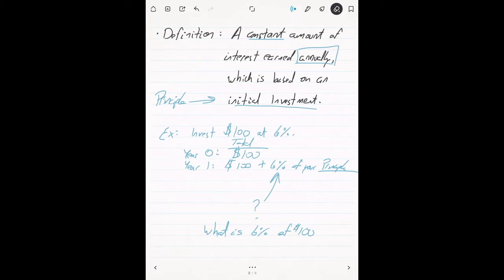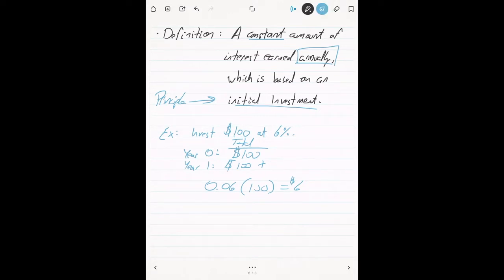Well, hopefully you're saying to yourself that if we need to figure out what the percentage is, this is just a multiplication problem. Let's take 6%, which is a decimal, and multiply that by 100. 6% of 100 is just 6, so $6. So we could say that you've earned 6%, or you've earned $6.